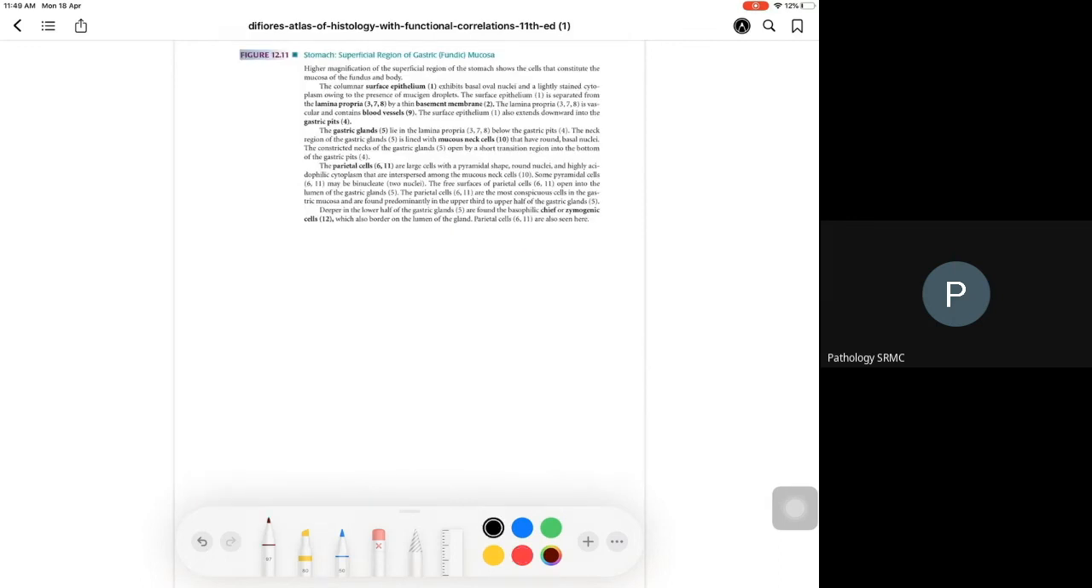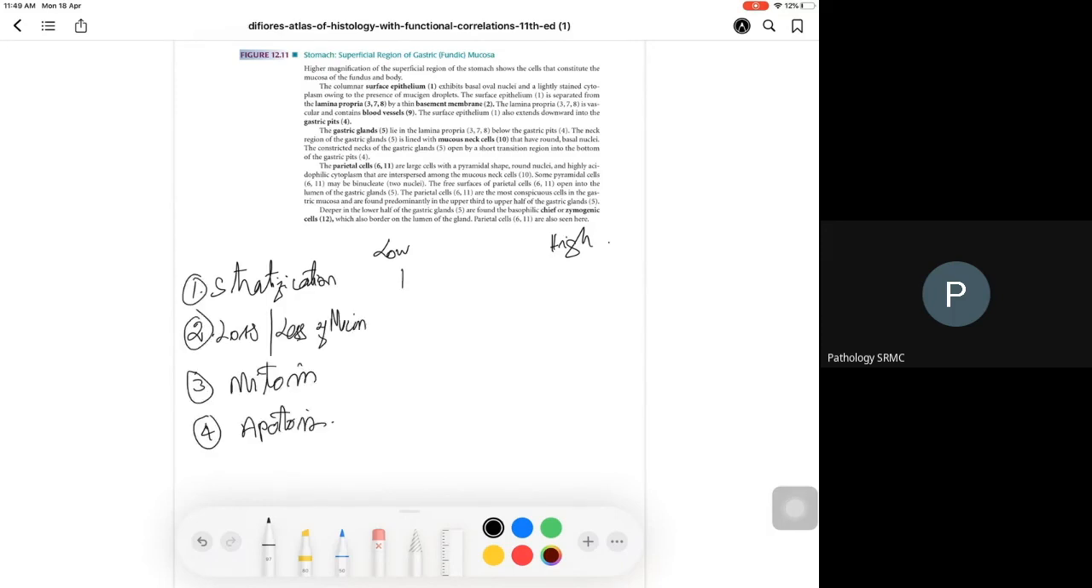So I told you the dysplasia has to be divided into low grade and high grade. First we will finish the theory portion and then I will draw. One is stratification, loss or less of mucin. So all this will be there in both high grade and low grade dysplasia. What are the things that will help to differentiate?